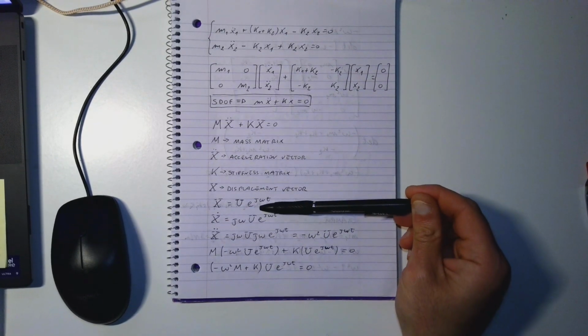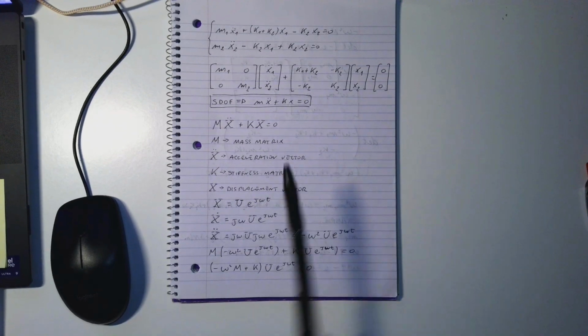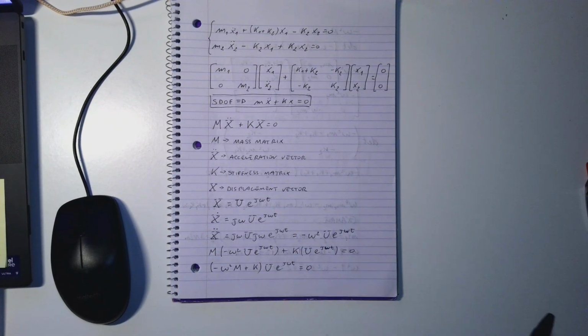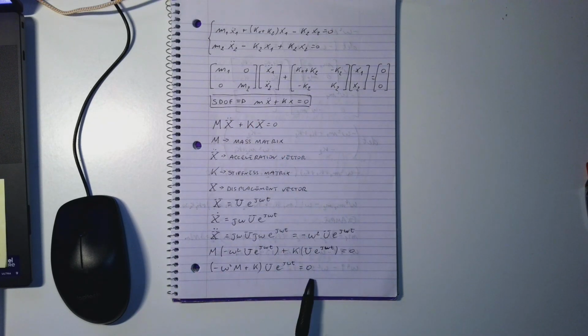The solution of this one can be written in this form, and we can do the exact same thing that we did before, which means we have to differentiate twice in this case. Once we differentiate twice, we can plug the second derivative and the function into our general equation, and this is what we obtain. How do we solve this equation?